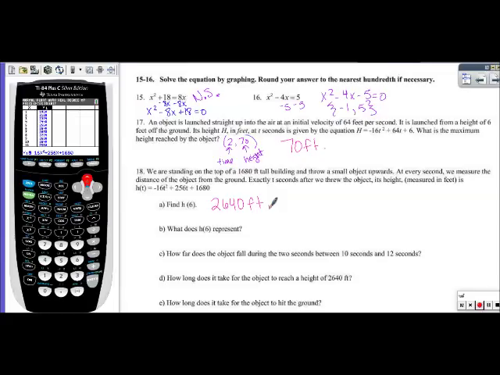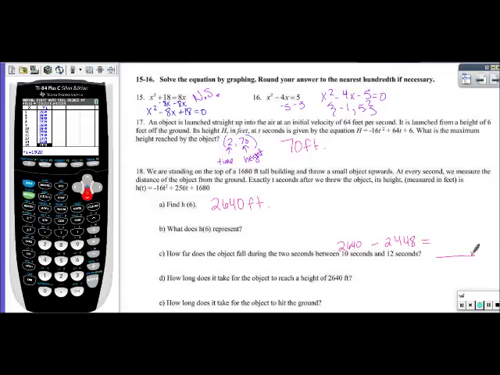C says, how far does the object fall during the 2 seconds between 10 and 12? So I'm going to have to arrow back down here. And I need the 12 second and the 10 second. So at 10 seconds, it is at 2,640. And then at 12 seconds, it's at 2,448. And you would just subtract those two, would be the answer for that one.